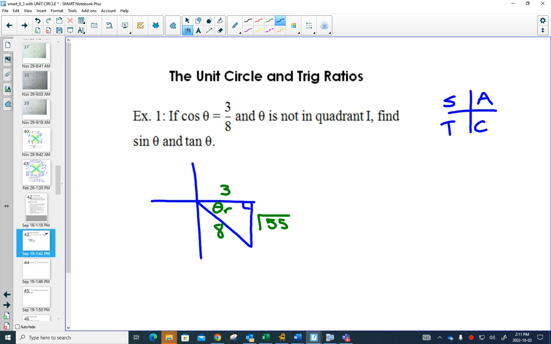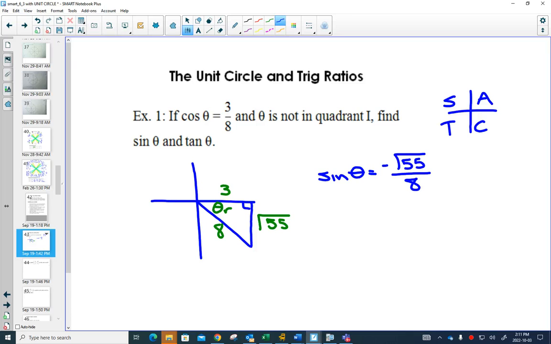And now that you have your triangle, it's not going to be hard to write out what is sine of theta. Well, look at your triangle. There's our reference angle. Sine of our reference angle would be root 55 over 8. So sine of our actual angle will also be root 55 over 8. But because it's in quadrant 4, sine has to be negative.